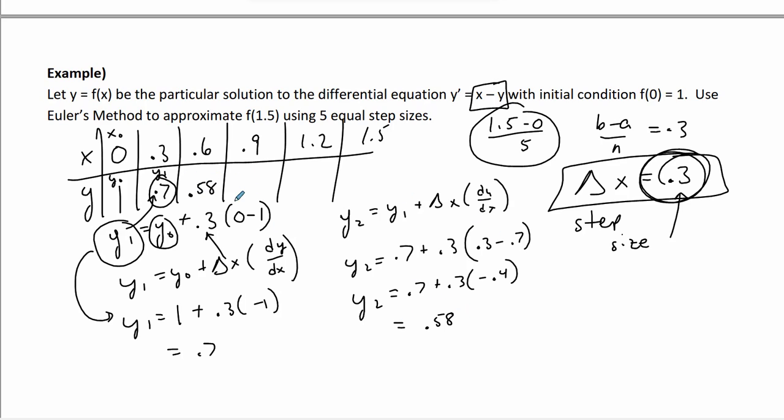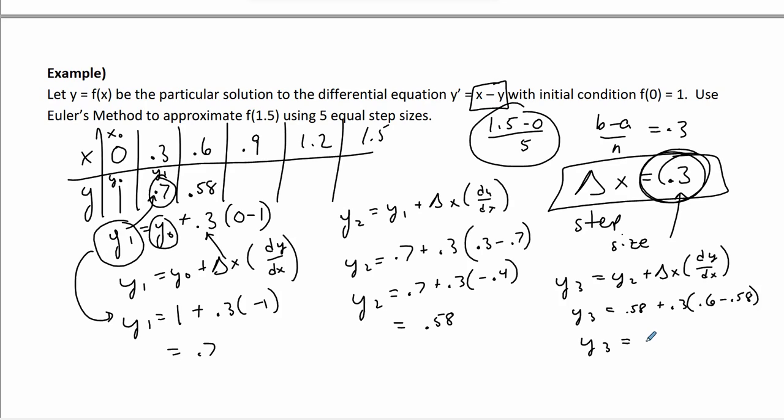So this is now going to be 0.58. And we're going to keep doing this iteration until we get to 1.5. I'm not going to write everything down, I'm just going to write the values and what we get. So y sub 3 is equal to y sub 2 plus delta x times all of this. y sub 2 is 0.58 plus 0.3 times, in this case, 0.6 minus 0.58. So y sub 3 is going to be 0.586. Okay, so that's y sub 1, y sub 2, y sub 3.